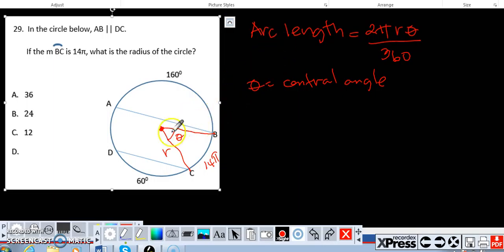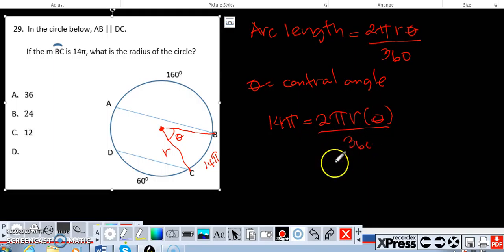All right, so now let's substitute your values. Your arc length is 14 pi. That is given. And that's equal to 2 pi r, which you do not know, and theta, which we also do not know, over 360. So we need to find out what this angle is, and then if you know the angle, you only have r as your variable. So let's find this angle right here.